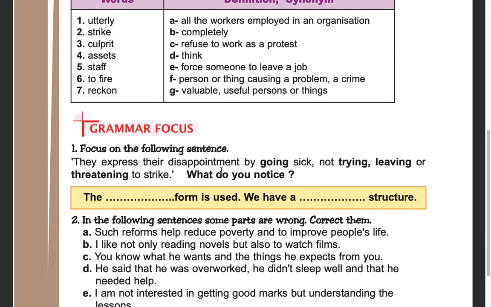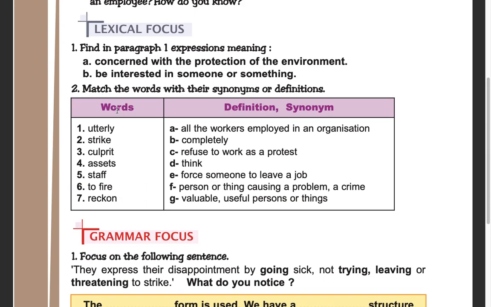Back to task 2, words. Here we have words. Match the words with their synonyms and definition. So we got utterly. So it is an adverb. We can resort to grammar to find the synonyms for some words. So an adverb is a synonym of an adverb. A noun is a synonym of a noun. So let's start with this one. Utterly is completely.